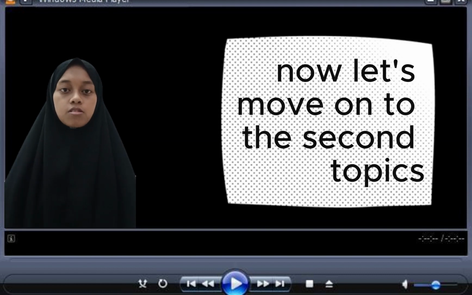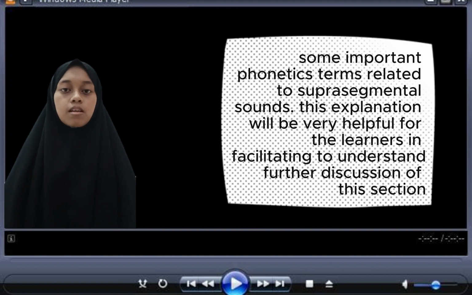Now let's move on to the second topic. Some important phonetic terms related to suprasegmental sounds. This explanation will be very helpful for learners in facilitating them to understand further discussion of this section.